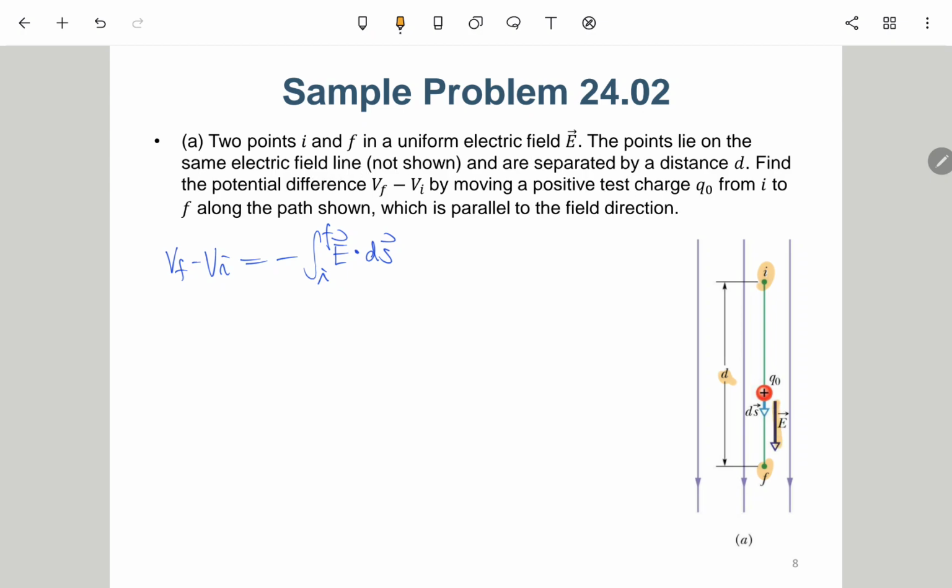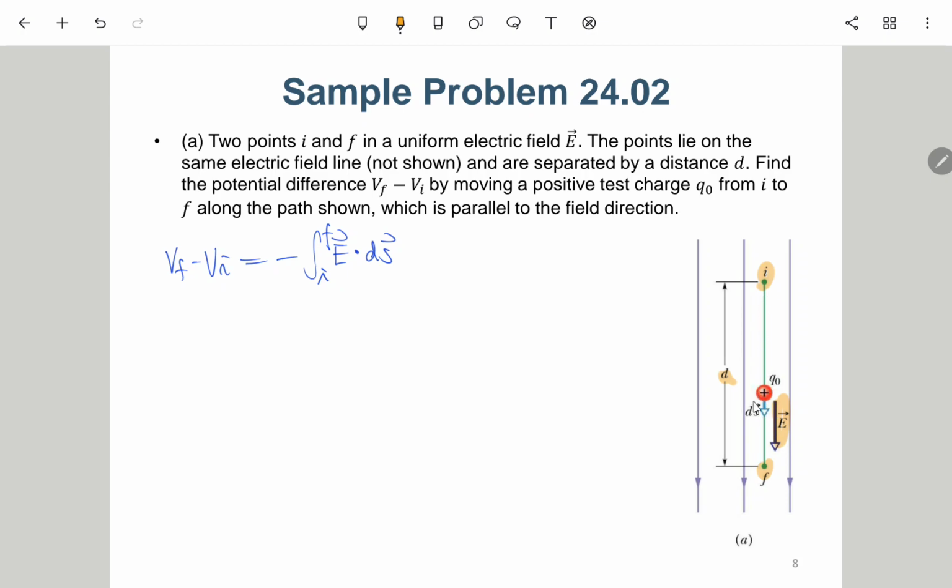Yeah, the E field is pointing downward. It doesn't mention it here, but anyway, the E field is pointing downward, because the path is parallel to the field direction. So if you move like this, the E field is also pointing in the same direction. So in such a way, this is from I to F.